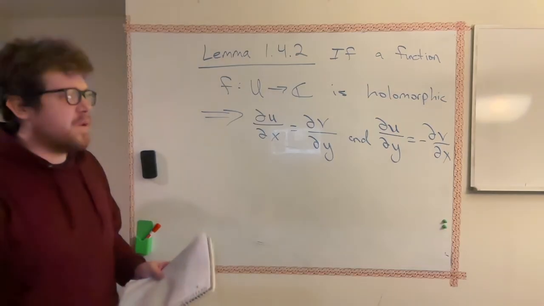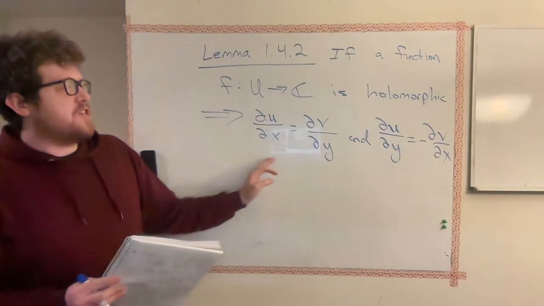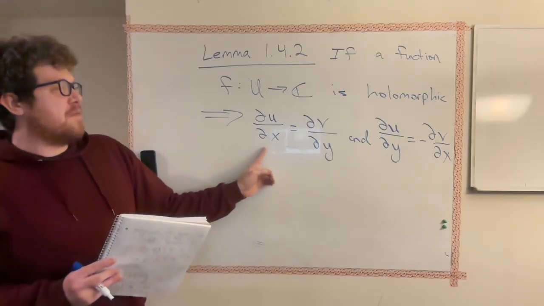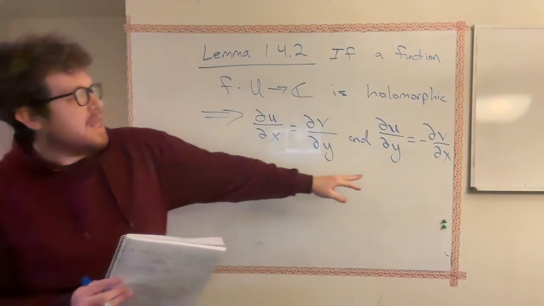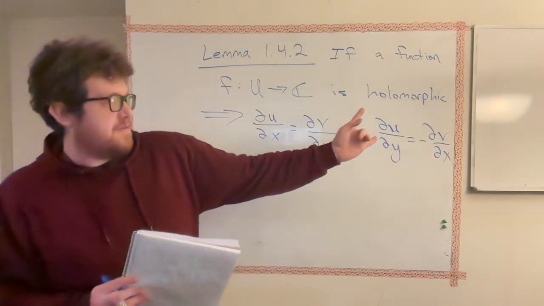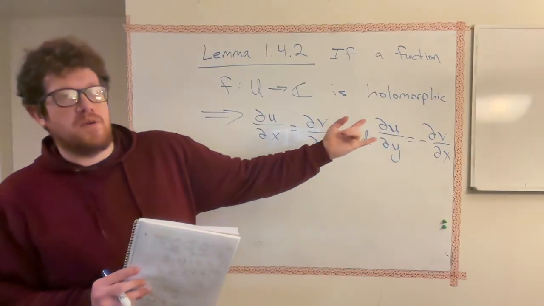So you get this weird relationship where the x derivative of the first variable has to be equal to the y derivative of the second variable, and the other ones are sort of equal up to a negative sign.